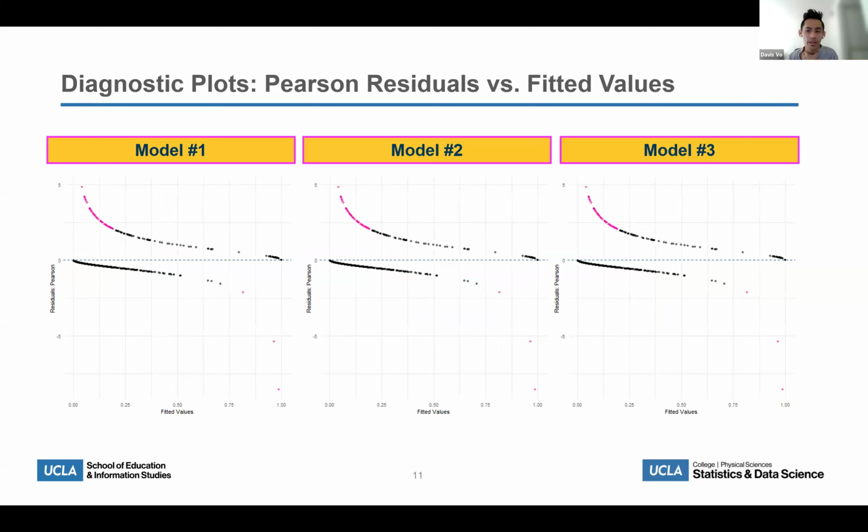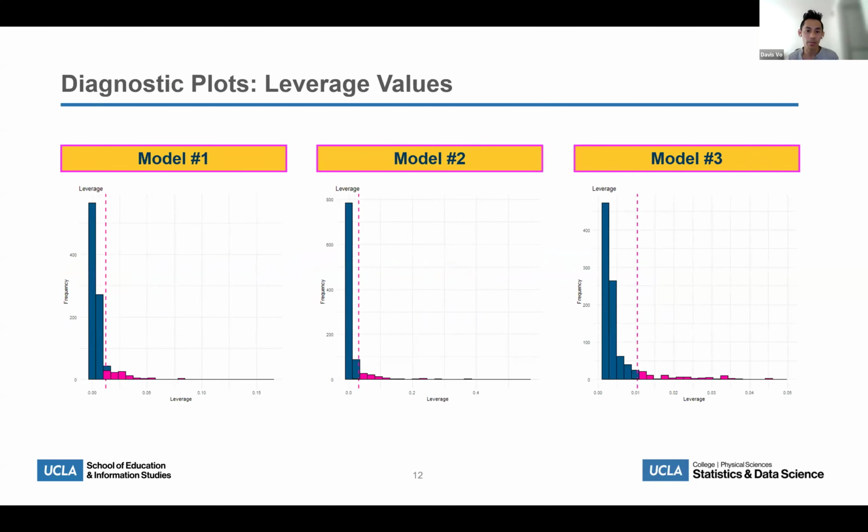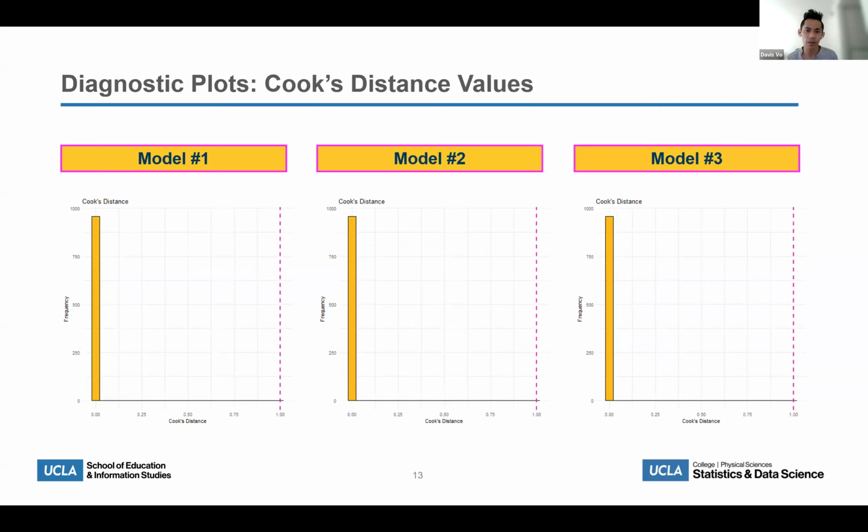And so I kind of went through all the diagnostics that we've been going through in class, as well as in the book, just to look to see perhaps some influential points. So I plotted the Pearson residuals against fitted values, and you can kind of see some potentially influential points. And then some leverage values as well across the 3 models. We see some potential outliers and highly influential observations in the data set. But then when I calculated Cook's distance, none of them seem to be empirically influential.